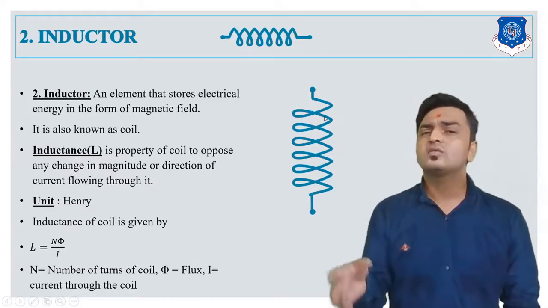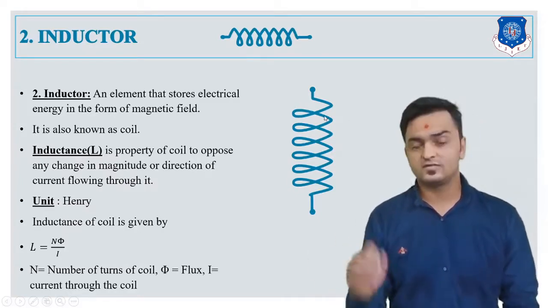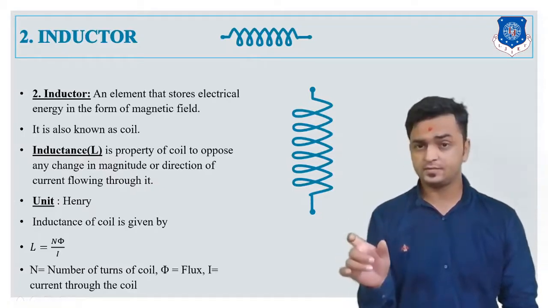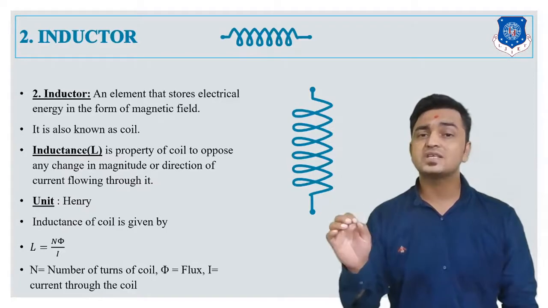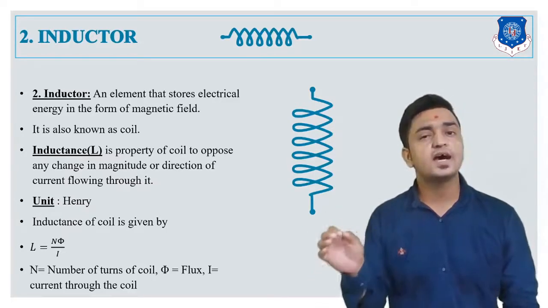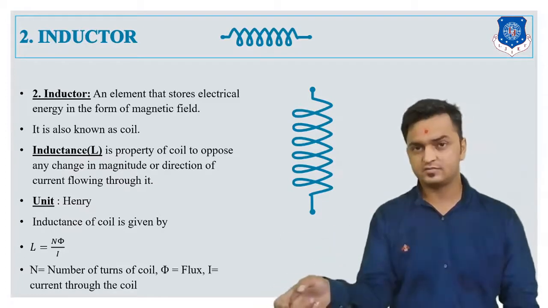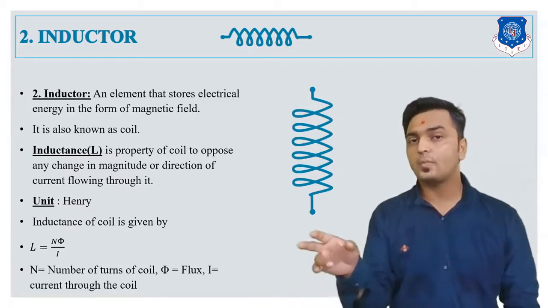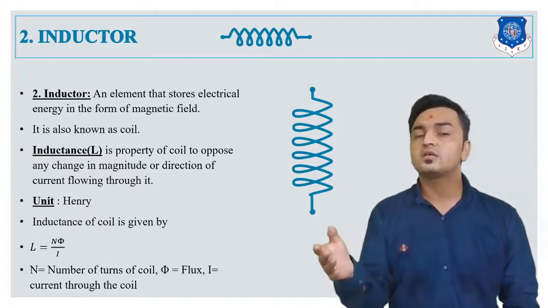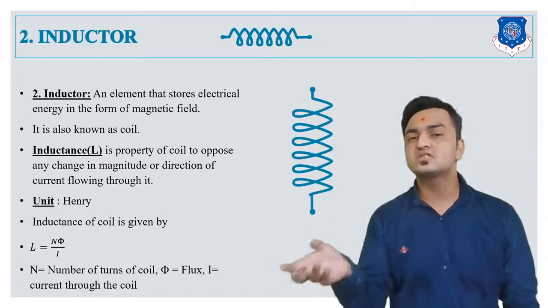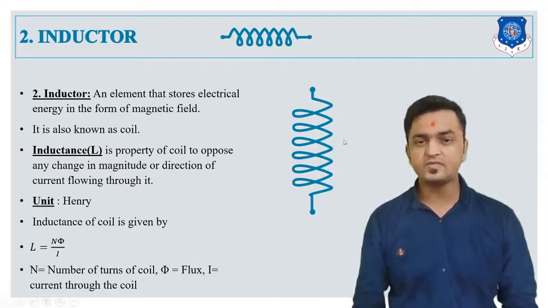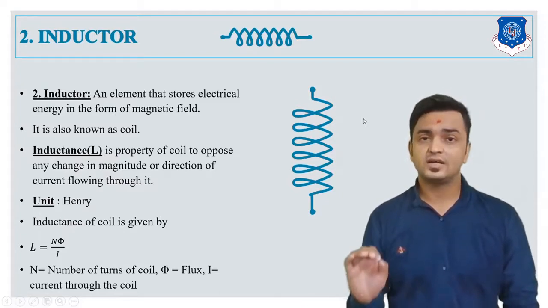Now, based on that, what is inductance? Inductance is the property of a coil to oppose any change in the magnitude or the direction of flow of current. It means it is a property due to which the inductor opposes any change in magnitude or direction of the current. That is known as inductance.